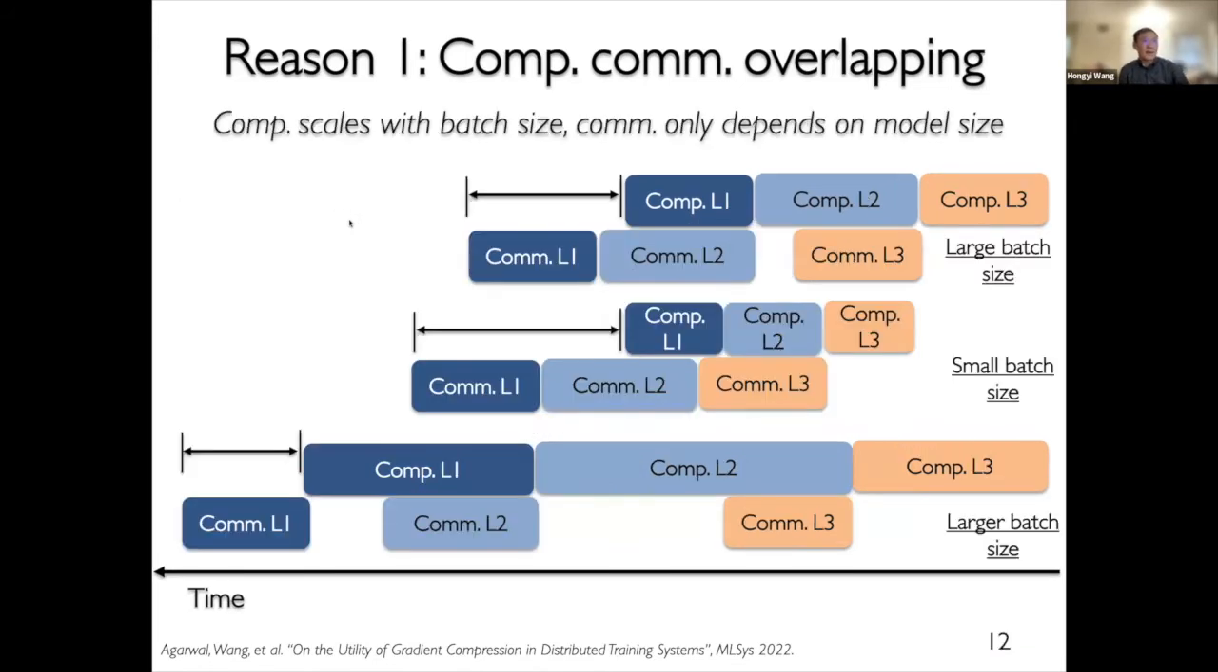And also, the batch size takes into play in this scenario. If we use a larger batch size, computation scales with the batch size, but communication has only to do with the model size. So if we use a larger batch size, the communication overhead becomes even smaller. So that's the first reason.